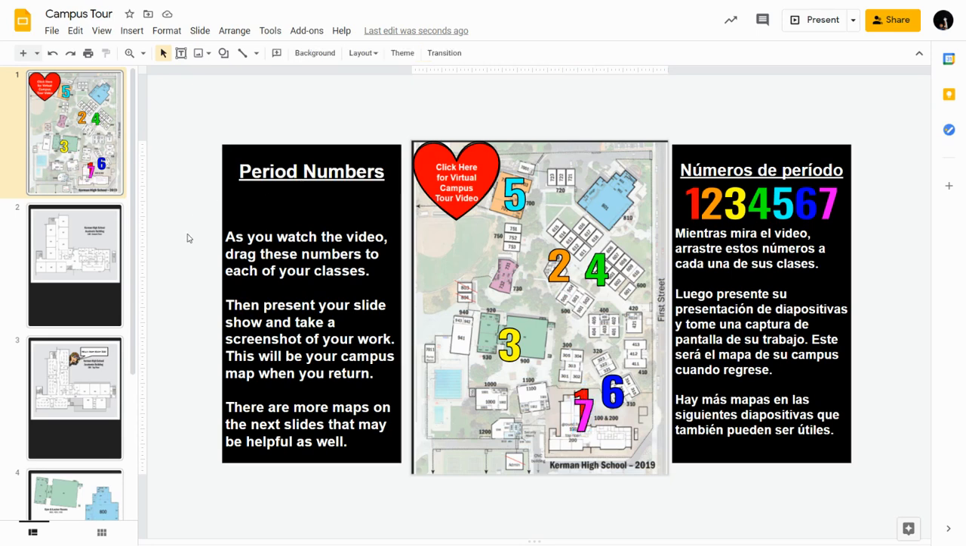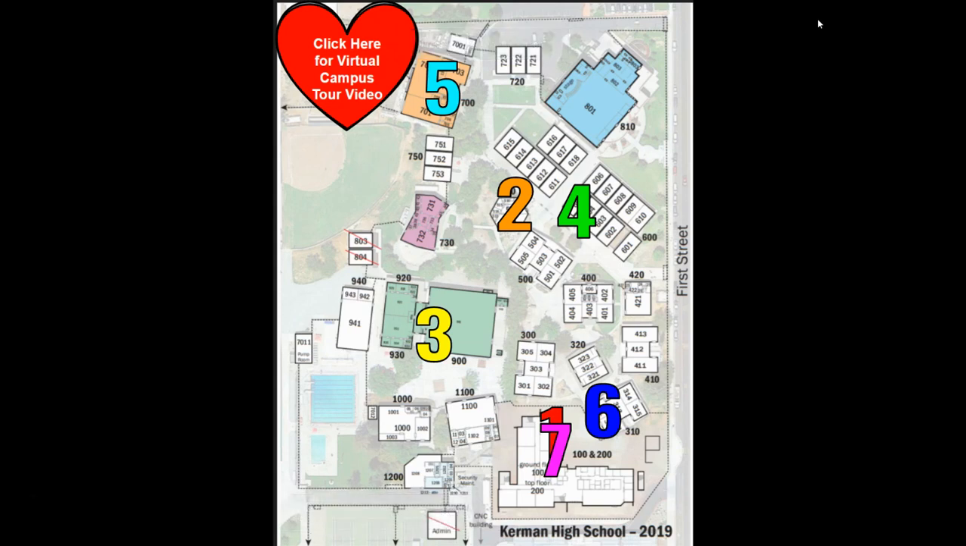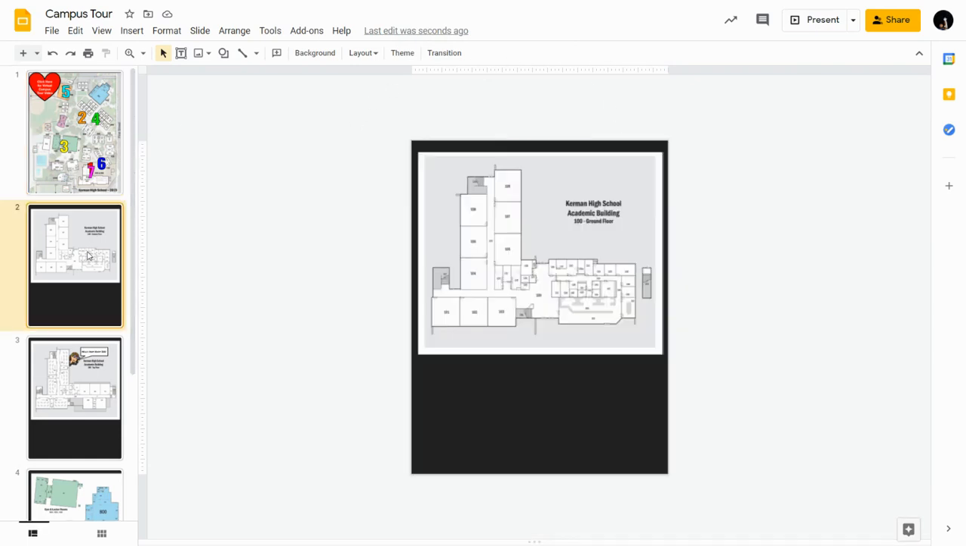Once you have all of your classes listed out where they need to be on campus, then I want you to present that slide. When you present that slide, please take a screenshot of it and then save that screenshot to your Chromebook or to your phone, or print it out or something, so that you have a map that tells you exactly where to go for each one of your class periods. And when it's time to turn this assignment in, what you're going to turn in is this Google slideshow, not your screenshot.